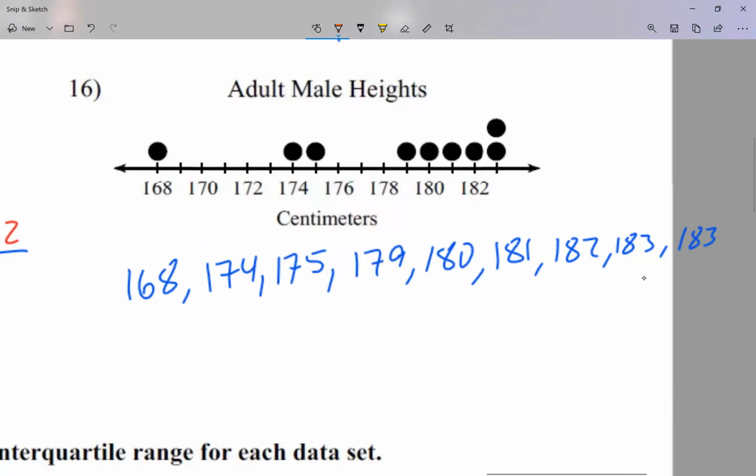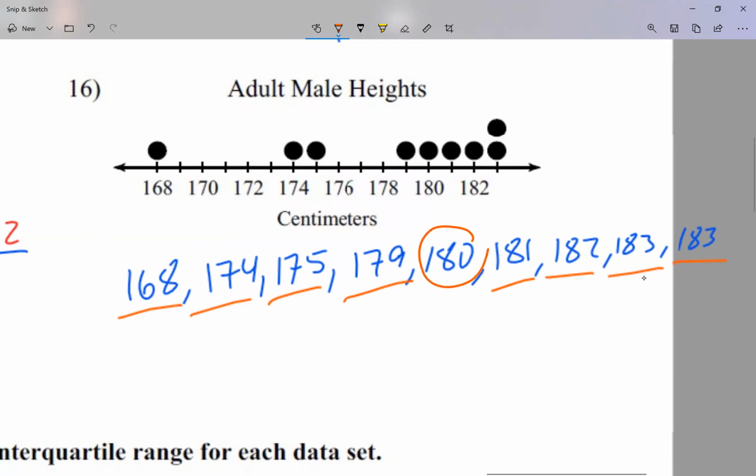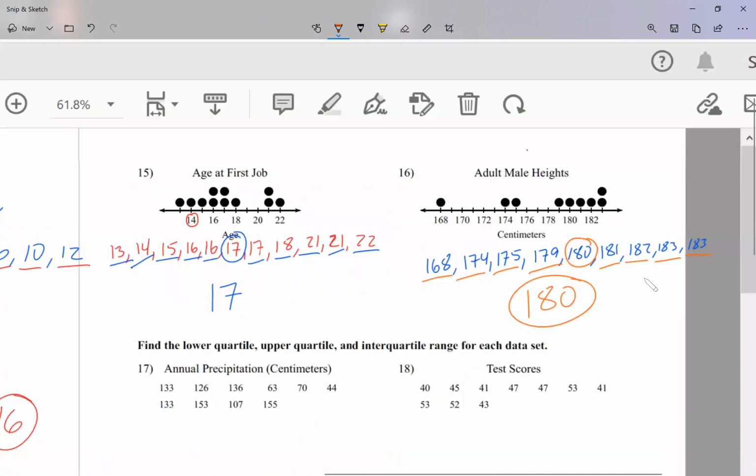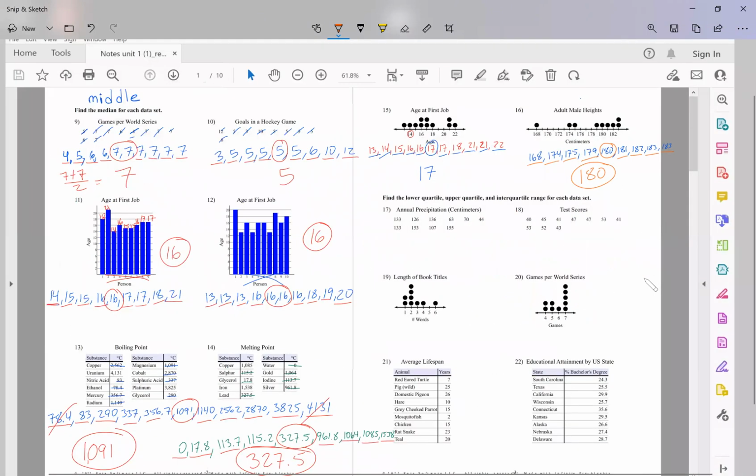And now I'm just going to do one line at the smallest and the largest, the smallest and the largest, and there it is. My number in the middle, in this case, happens to be 180. So median, let me zoom out. Median sounds like middle. It's the number in the middle.